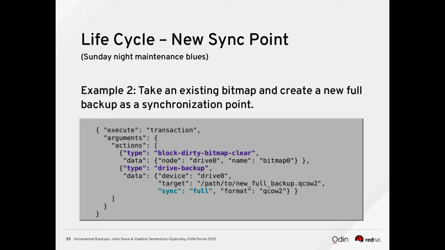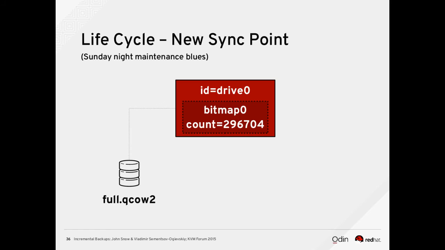Say you were testing something, or it's Sunday and I've got to start a new backup chain. You would use the clear and drive backup commands in tandem, and again, sync full for the full backup. So you'd start with something like this, where we have a bunch of dirty sectors, but for whatever reason, we decided we wanted to start a completely new backup. So now the full QCOW2 backup is old. We don't need it. You can delete it if you want, but we've successfully, in one transaction, created a new backup chain.